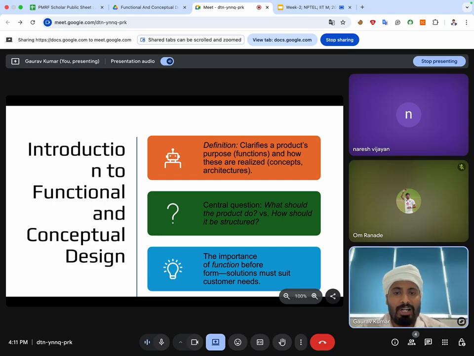Imagine you are designing a walking cane for elderly users. The function is to provide balance and support, and the concept could be a foldable stick with an anti-slip rubber base, or an adjustable metal shaft with a sensor that alerts if the user falls.